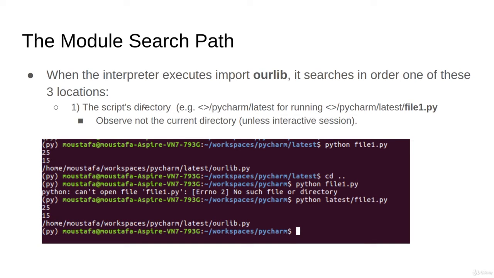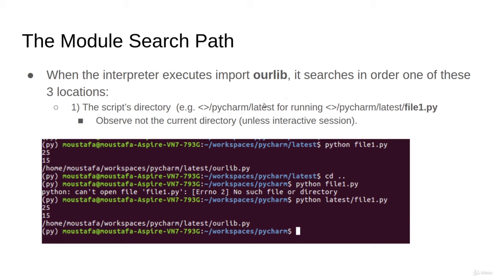The first location is the script directory, and I stressed that the last time. Regardless of whether you are running from here or from here, the script directory would be the same, the latest file1.py, and this might be different from the current directory. So the script directory now is file1.py, and file1.py would like to import our lib. The first step for the interpreter is to see if PyCharm latest has something named our lib or not. If it has it, it will use it. If it doesn't, it will search more.